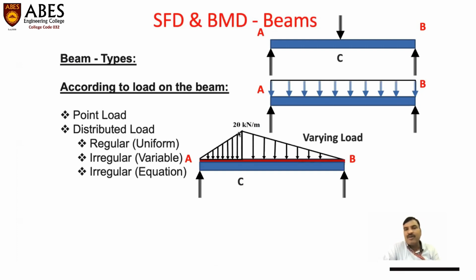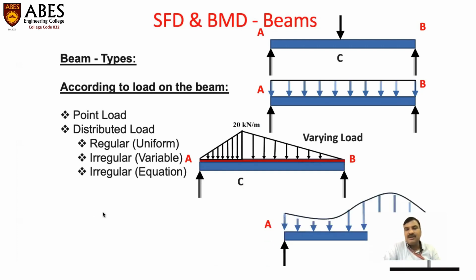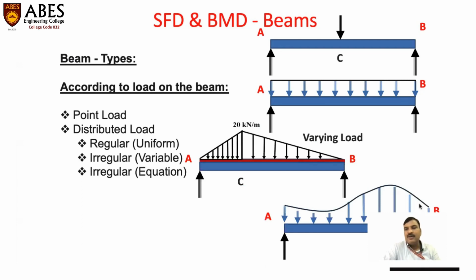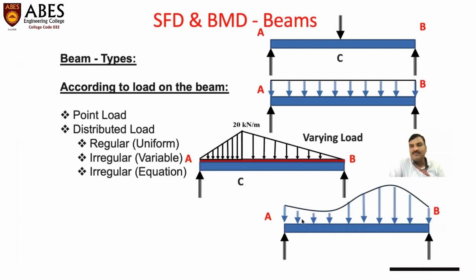Another type of load we can have in distributed load is a regular load, in which we can define the profile of the load with an equation. The example of this type of load can be seen here. Just see what is happening: the load is varying according to the equation of this line AB. So we have a profile, and the load is according to the profile. So this is the classification of beams according to the type of load.